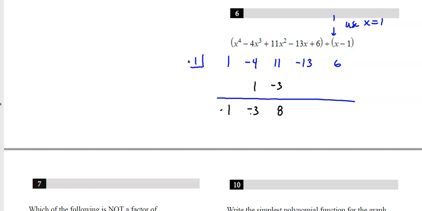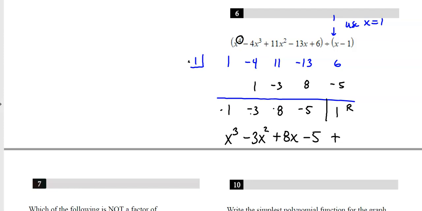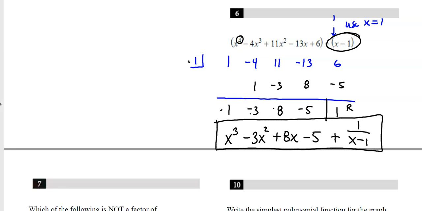Add them up. 1 times 8 is 8. Add them up. 1 times negative 5 is negative 5. Add them up. And that is my remainder. Now, you always have to remember, if you started with an x to the 4th, you're going to be 1 power less than that. So my answer is going to be 1x to the 3rd minus 3x squared plus 8x minus 5. And then the remainder is a positive, so I'm going to go plus 1 over what I divided by. And there is the final answer.